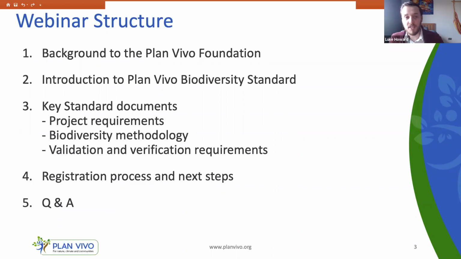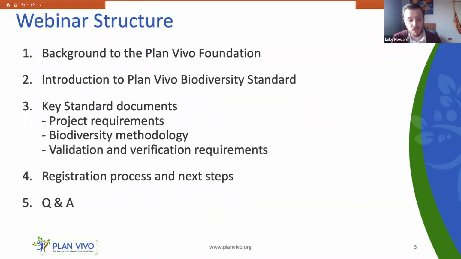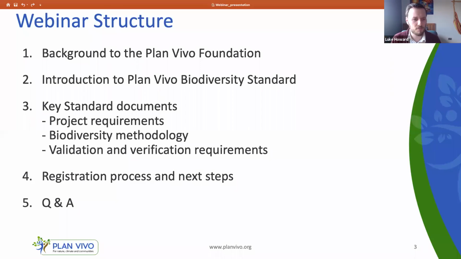Then we will dive into the detail of this draft standard for public consultation, looking at the project requirements, the biodiversity methodology, and the validation and verification requirements. From there, in the final section of our presentation, we will talk about the registration process and next steps, both for anyone interested in registering a project, and for this public consultation, what we can expect going forwards.